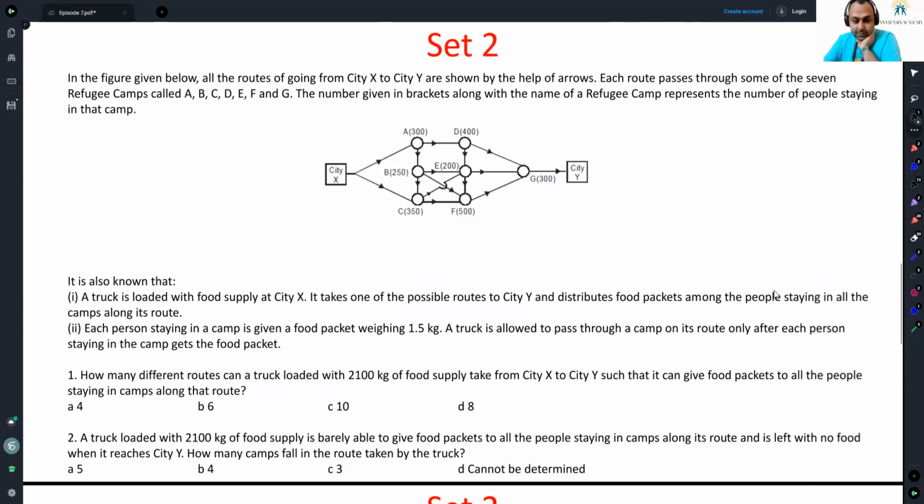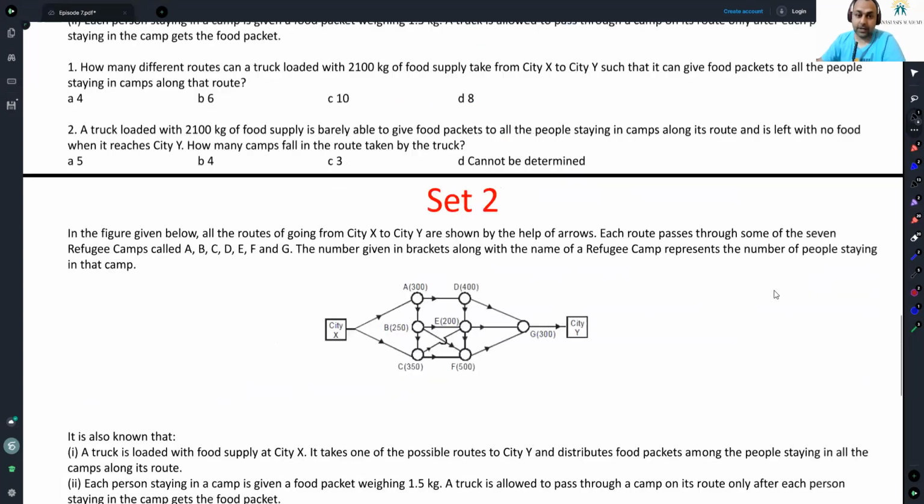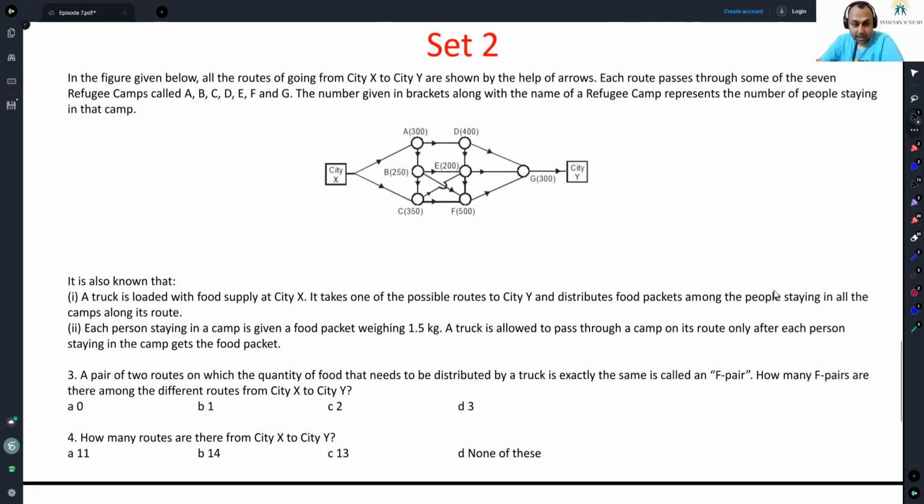How many camps will fall in the route taken by the truck? There could be multiple cases because we also have the option 'cannot be determined'. A pair of two routes on which the quantity of food that needs to be distributed by a truck is exactly the same is called an F pair. How many F pairs are there among the different routes from city X to Y?